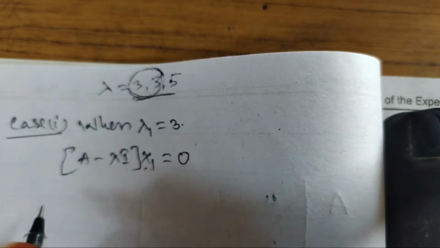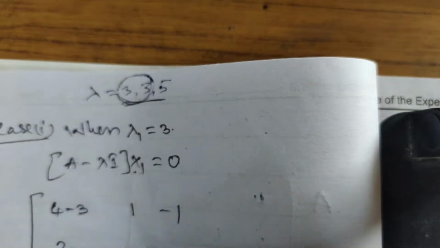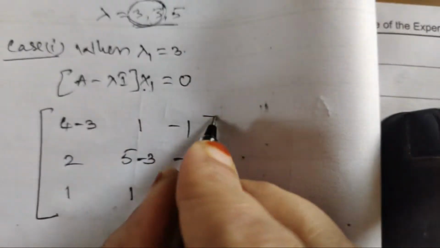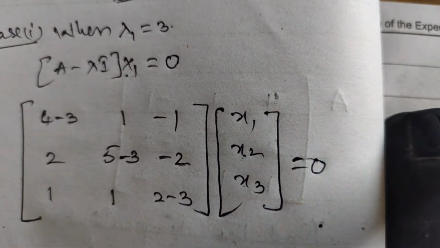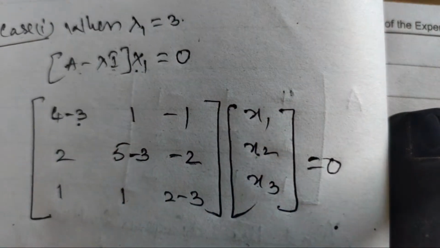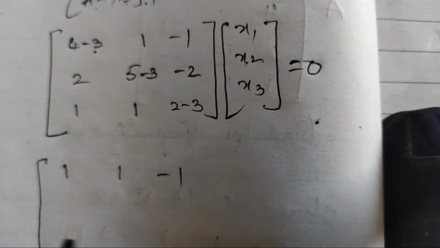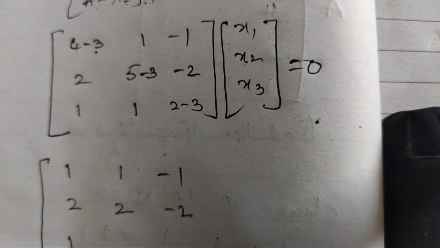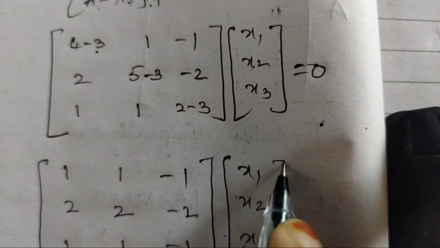This is as vectors. So that matrix is what? 4 minus 3, 1, minus 1, 2, 5 minus 3, minus 2, 1, 2 minus 3, times x1, x2, x3, which equals 0. We have substituted the lambda value; we write it as A minus lambda I, where I is the identity matrix. Then after that, what are you going to get? 4 minus 3 is 1, 1, minus 1, 2, 2, minus 2, 1, 1, minus 1, times x1, x2, x3, equals 0.